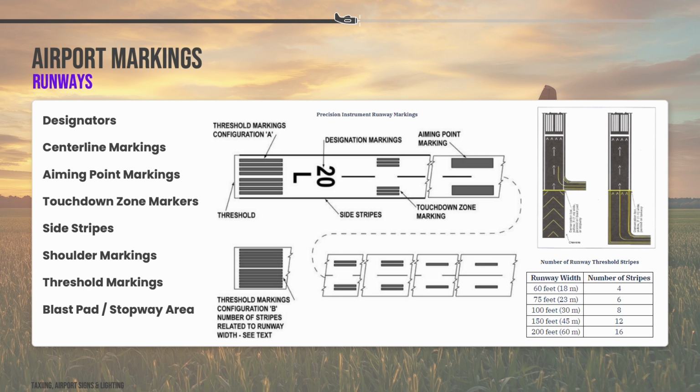You can study this graphic. Again, we won't stay on here too long. I just want you to be familiar with the designators that are on there, like centerline markings, aiming point markings, touchdown zone markers, side stripes, shoulder markings, threshold markings, and then any blast pads or stopway areas. So really study this graphic, and you can even see the runway width down there tells you by the number of stripes how wide that runway is going to be as well. So not something you have to memorize, but it's something that can hurt you if you don't at least have the ability to understand these things.